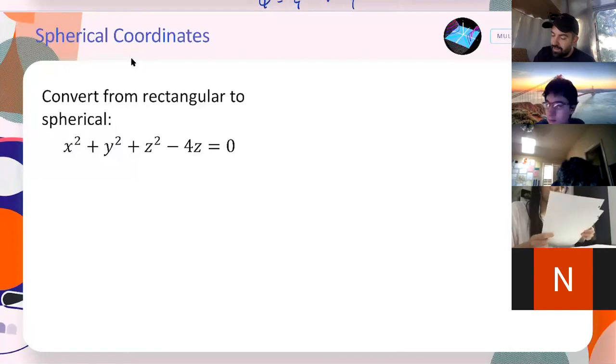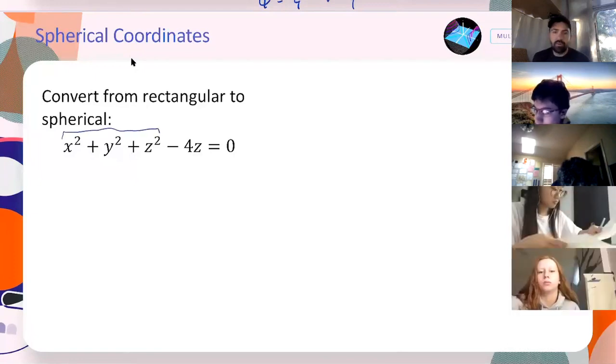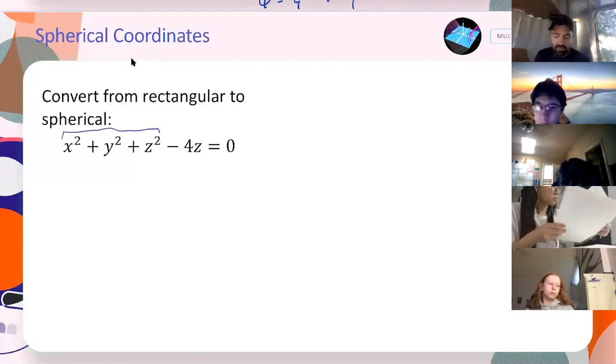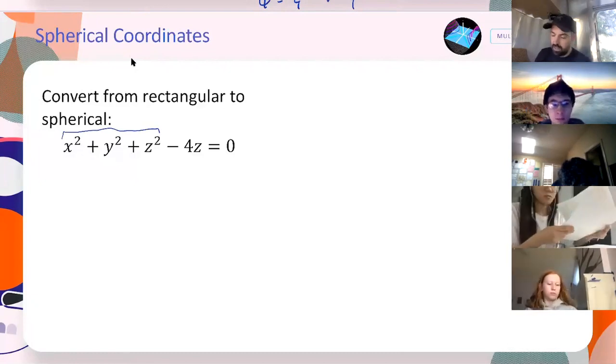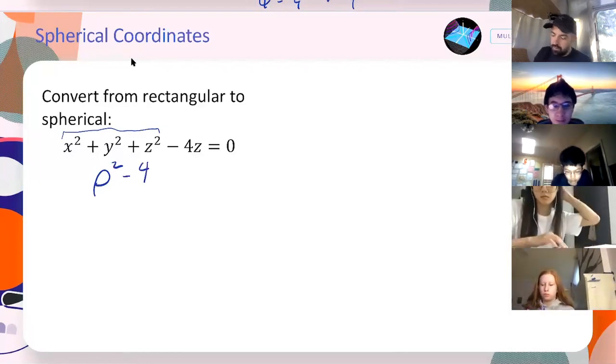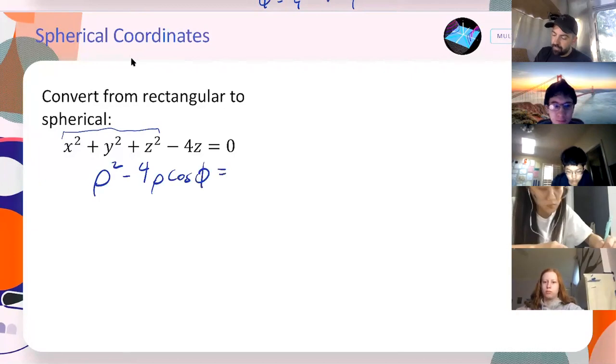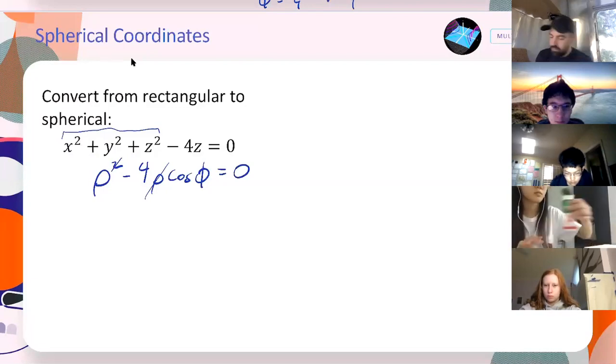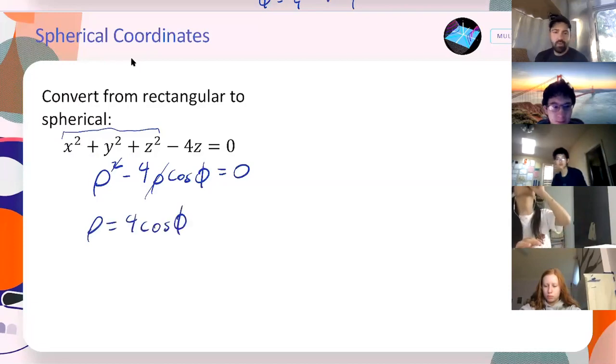When I see stuff like x squared plus y squared plus z squared, that makes me think spherical is a good choice, because x squared plus y squared plus z squared is rho squared. 4z would be 4 rho cosine phi. 0 is 0. I can divide both sides by rho, and so I have rho equals 4 cosine phi, which is a simpler thing to deal with.